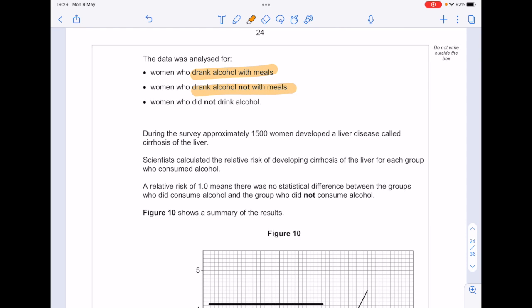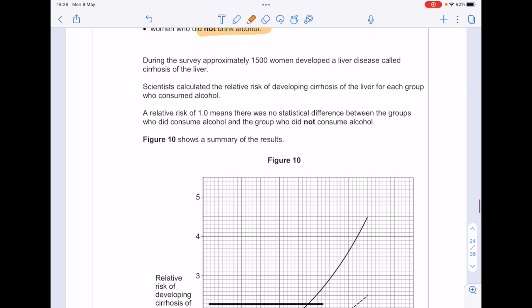The data was analysed for women who drank alcohol with meals, for women who drank alcohol not with meals, and for women who did not drink alcohol. During the survey, approximately 1,500 women developed a liver disease called cirrhosis. Scientists calculated the relative risk of developing cirrhosis of the liver for each group who consumed alcohol.